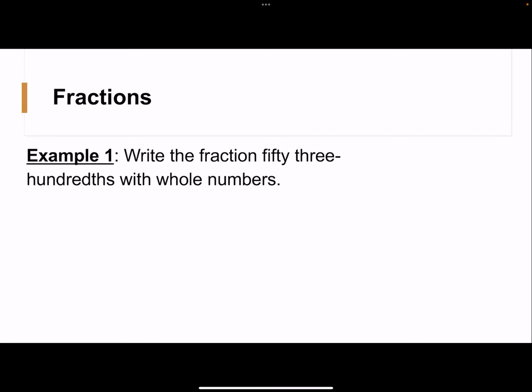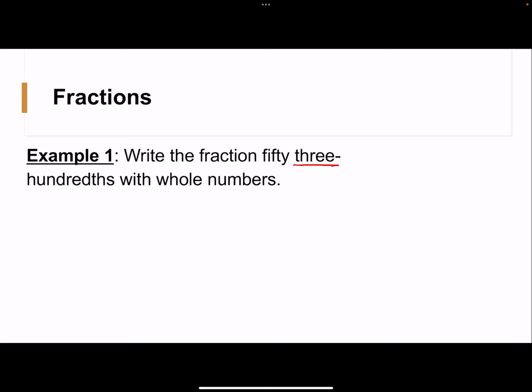Now we want to talk about an example about how we write fractions from words into the actual numbers. Write the fraction 53 hundredths with whole numbers. Students, when doing this, may get a little bit confused because they're going to look at the last two things and they're going to put 53 as one word, and then they're going to put it over hundredths. But that's not what this is saying.